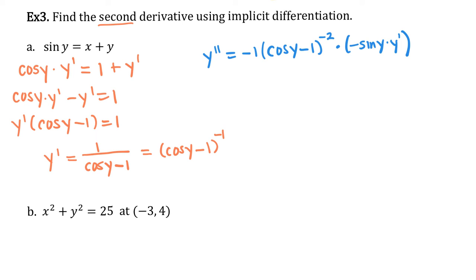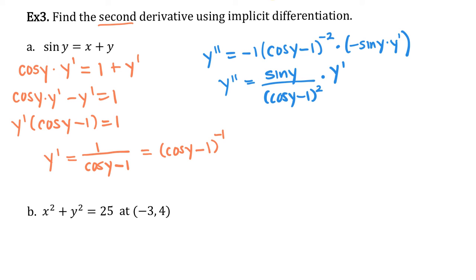Okay, let's look at this. Let me rewrite this. The negative times the negative is going to cancel. I'm okay with that. Let's move this sine y to the top, the cosine y minus 1 squared to the bottom, and then it has this y prime here.